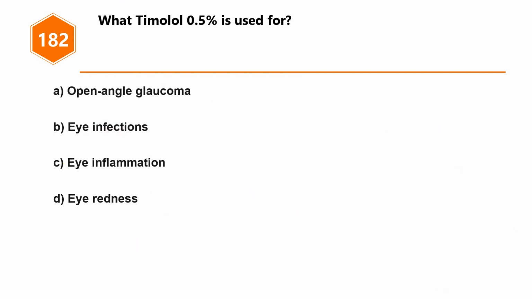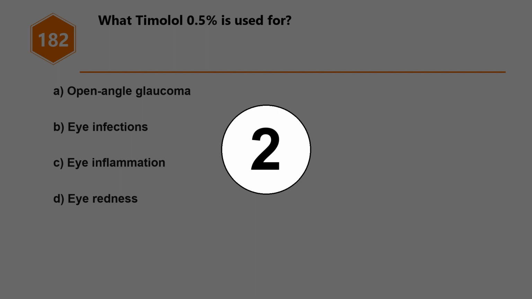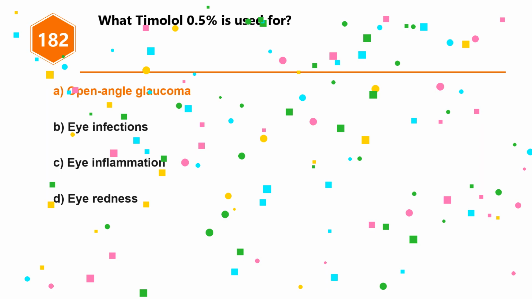Question 182. What is timolol 0.5% used for? Option A, open-angle glaucoma. Option B, eye infections. Option C, eye inflammation. Option D, eye redness. The correct answer is option A, open-angle glaucoma.